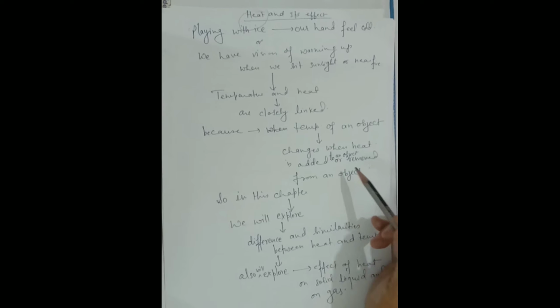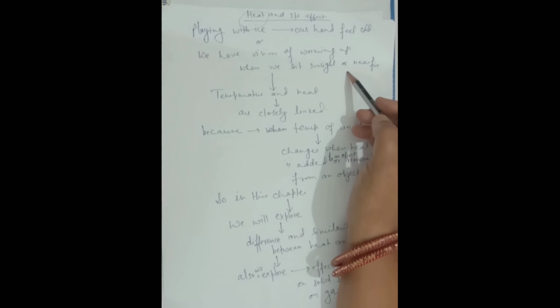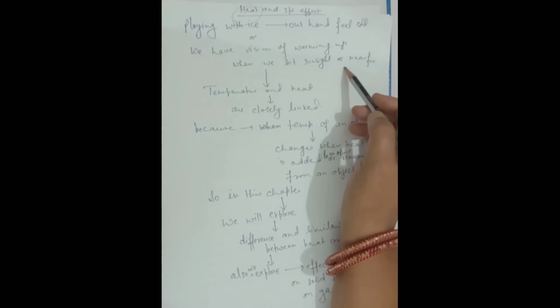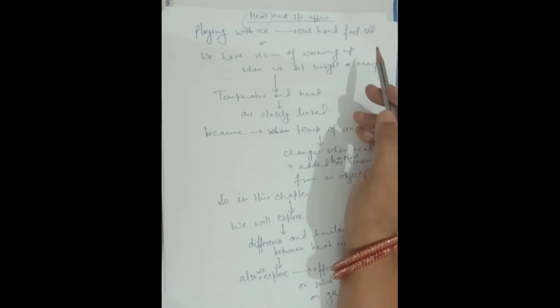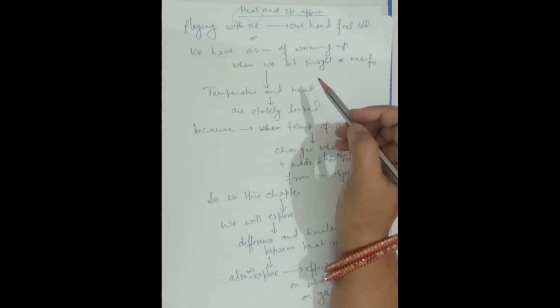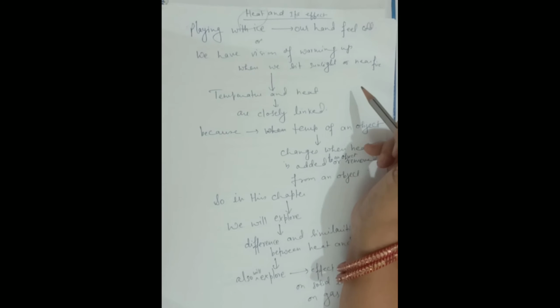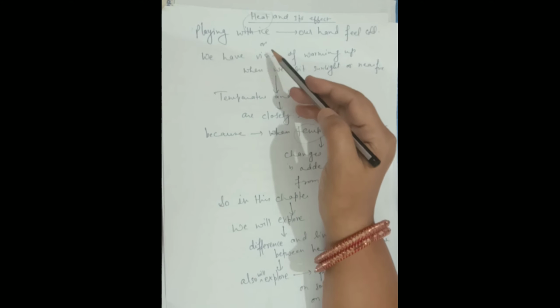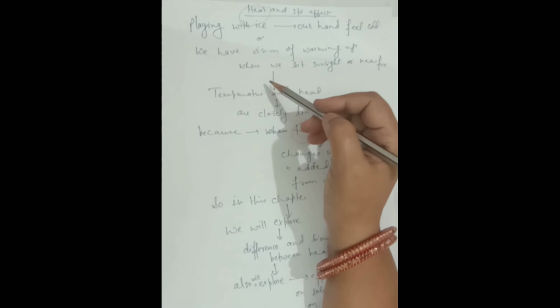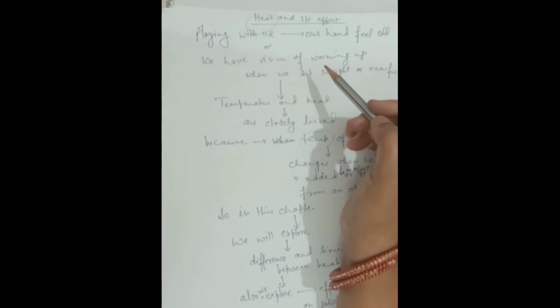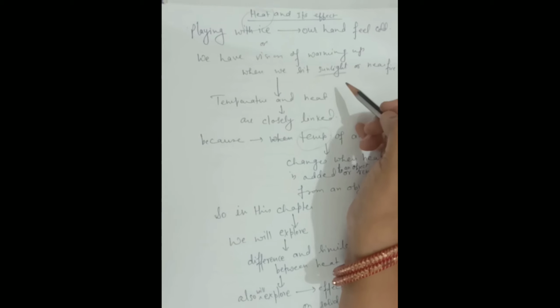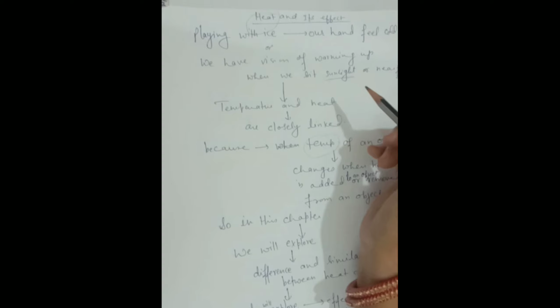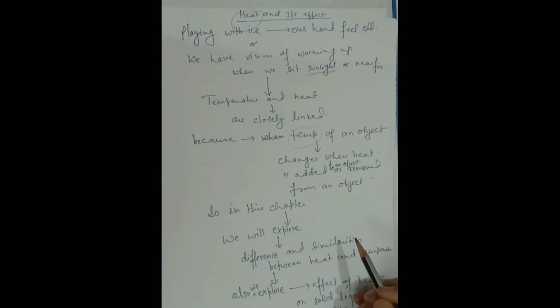In this case, when we are sitting in the sunlight, we are absorbing heat from the surroundings and our body warms up. And when we are playing with ice, our body is losing heat to the ice, so we feel cold. So we are talking about gain or loss of heat. Why this gain or loss of heat? Because of temperature. When we are playing with ice, the temperature of the ice is less than our body temperature, so our body loses heat. When we are sitting in the sunlight, the temperature of the sunlight is more than our body temperature, so we gain heat. So gain or loss of heat depends upon temperature.